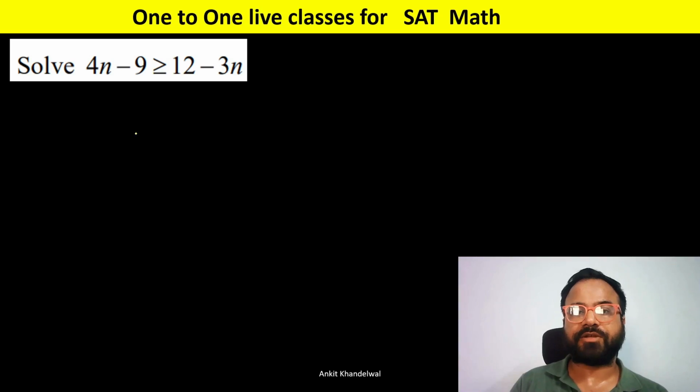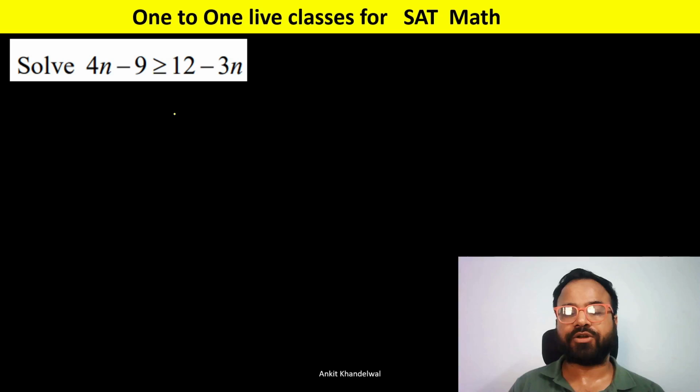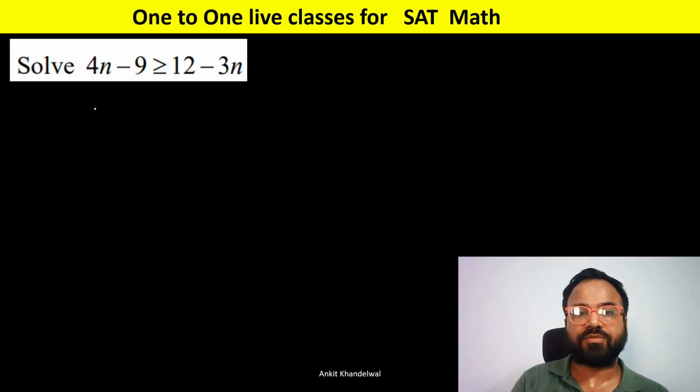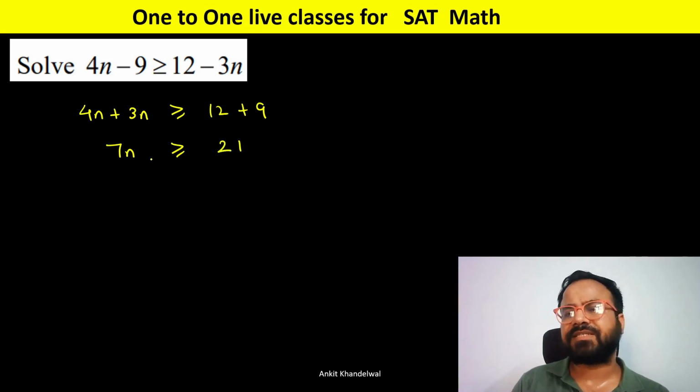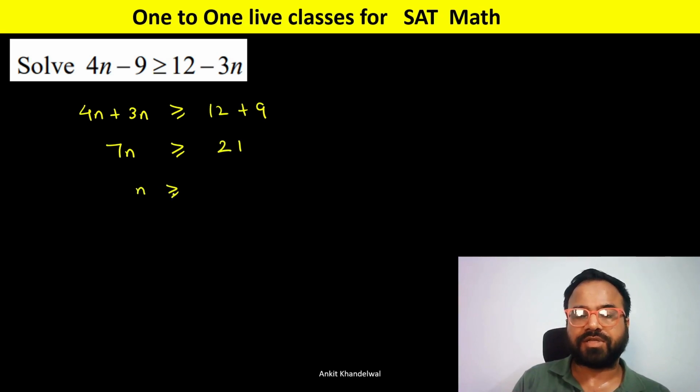Let's solve this particular inequality. Just like the equation we solved, in the same way we have to solve the inequality, keeping the variable on one side and numbers on the other side. The only thing you have to be careful about is whenever we are dividing or multiplying by a negative number, the sign of inequality reverses. So let's add 3 on both sides, and add 9 on both sides also. So this will become 7n, and this is greater than or equal to 12 plus 9, which is 21. Now we have to divide by 7, and since 7 is a positive number, there is no change in the inequality. 21 divided by 7 is 3, so n is greater than or equal to 3.